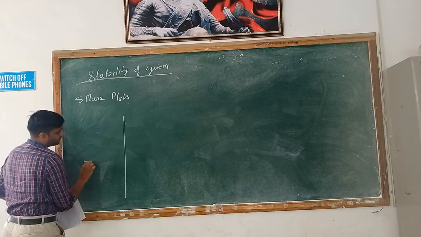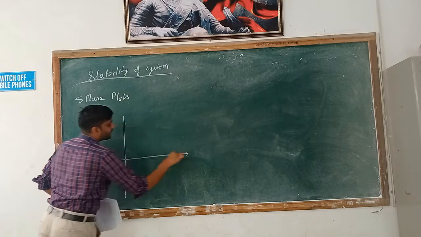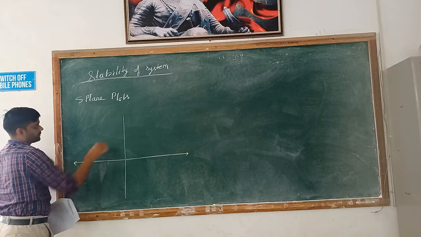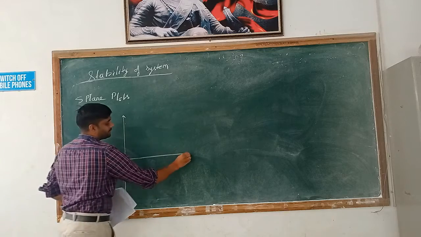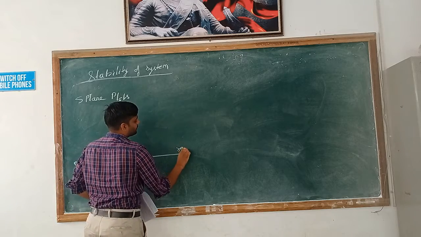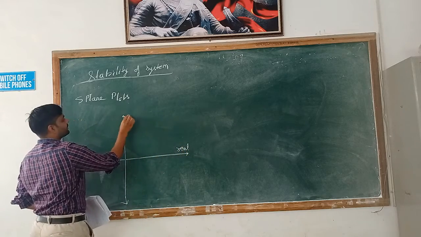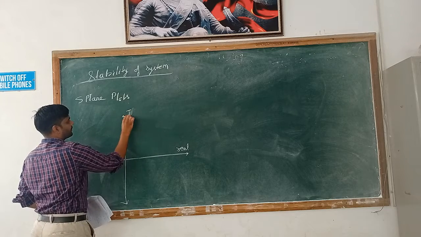This S-plane plot particularly has two axes, like X and Y. This axis is the real axis. This axis is the imaginary axis.